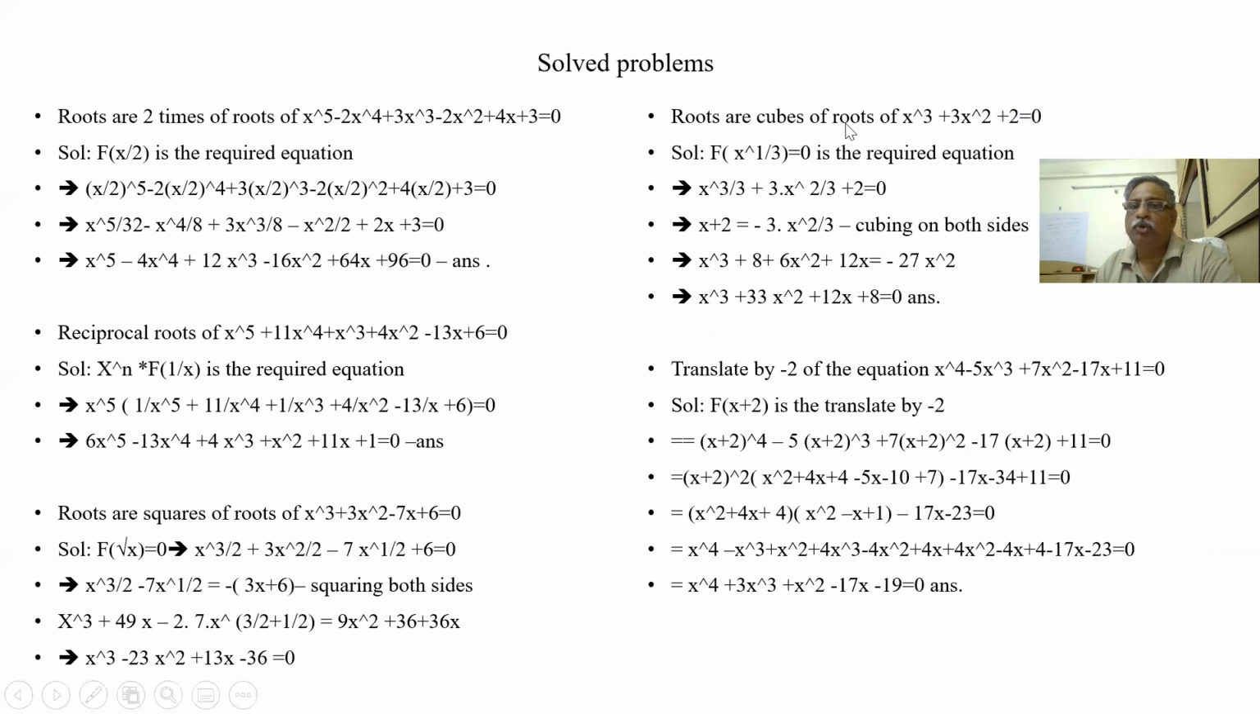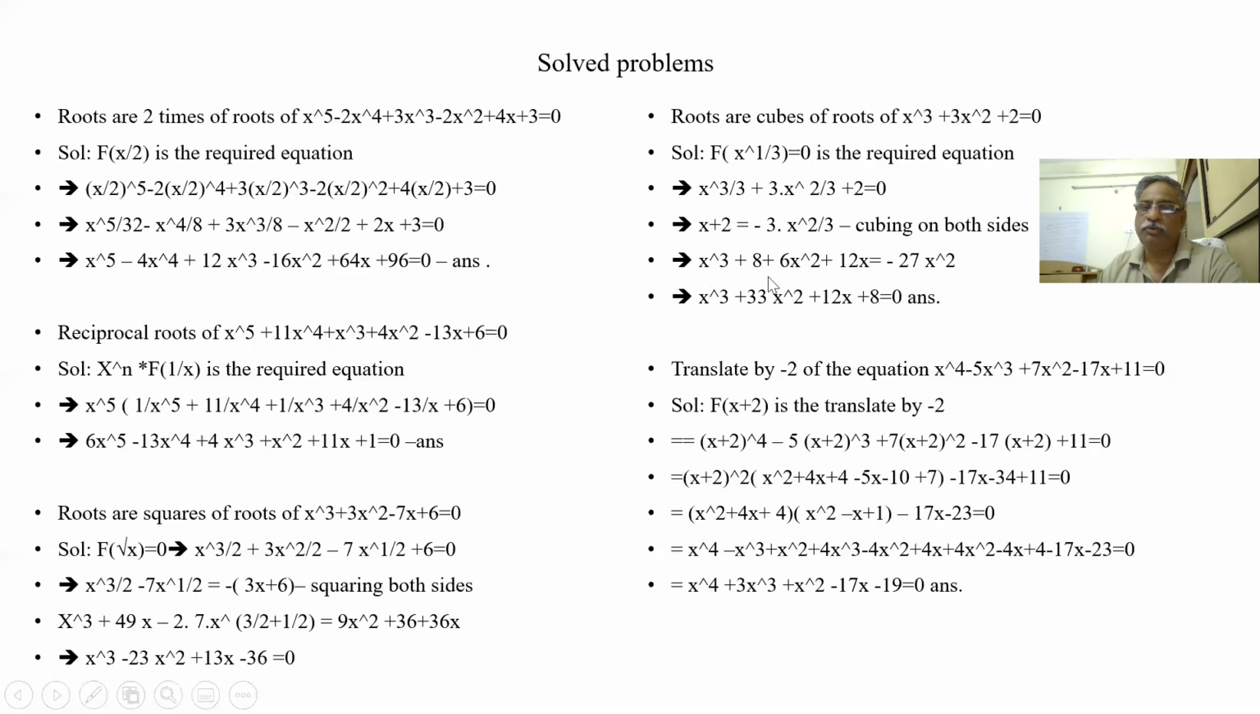Roots are cube roots of this. So in place of x, I am putting x to the power of 1 by 3. So this becomes x, and this becomes x to the power of 2 by 3. 3 into x to the power of 2 by 3 plus 2. So x plus 2 is equal to minus 3 into x to the power of 2 by 3. Now I am cubing both sides.